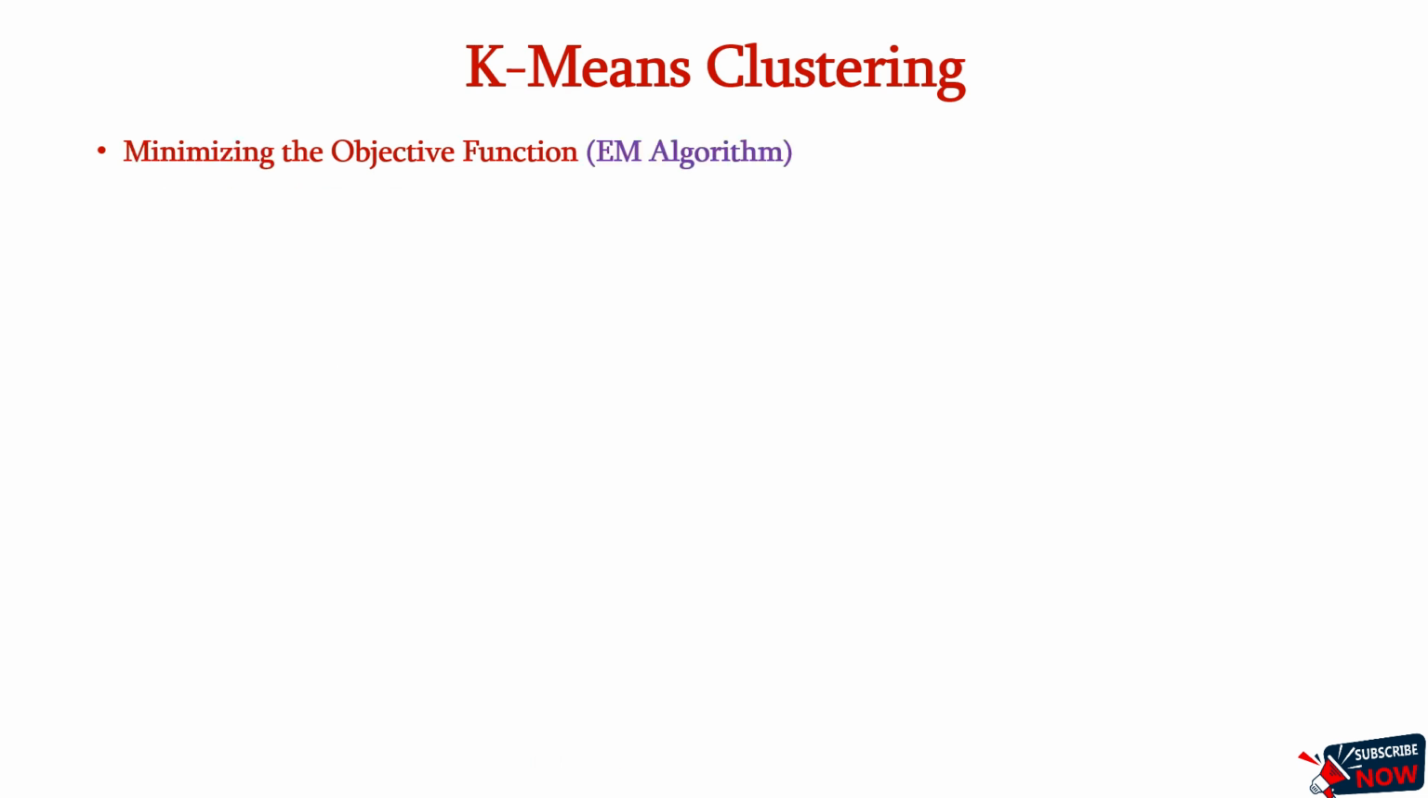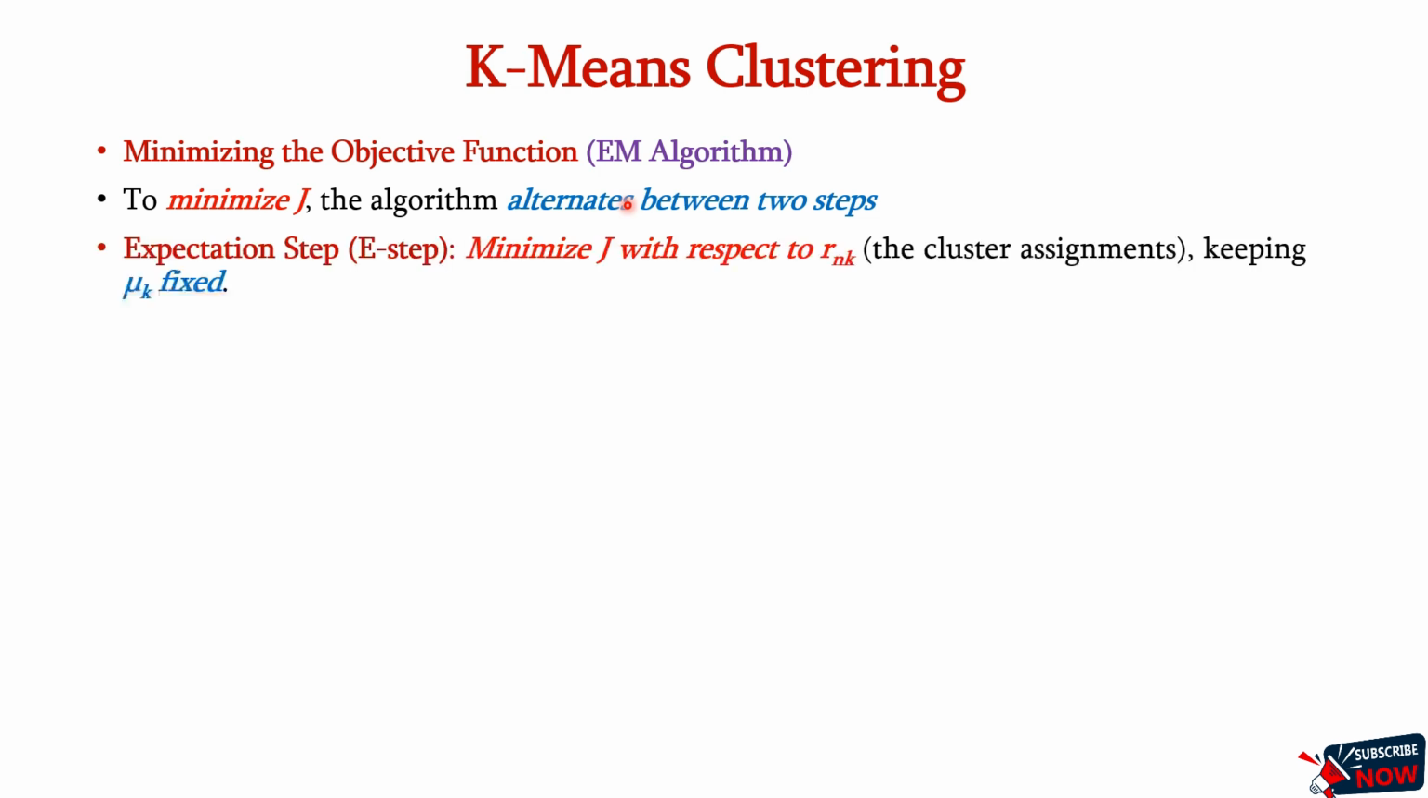To minimize the objective function, we can use the EM algorithm that alternates between two steps, namely the expectation step and the maximization step. Here E represents the expectation step and M represents the maximization step. First, let us look at the expectation step. Here we minimize the objective function J with respect to the cluster assignments Rnk, keeping the cluster centroid mu k fixed.